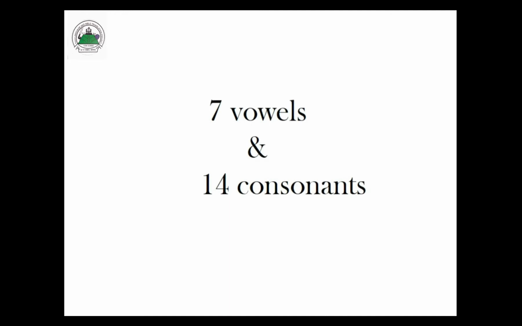Tula language has 7 vowels and 14 consonants. These are the ones that make up the alphabet.